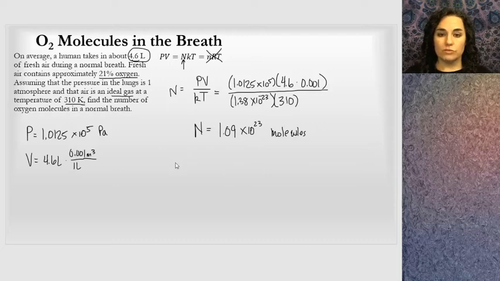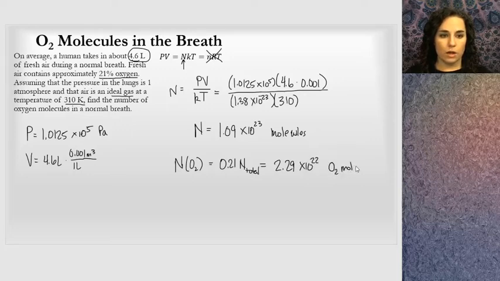What we need to do is figure out how many of those are oxygen molecules. Well, I know that it's 21% of the total number of molecules. So when I take 21% of 1.09 times 10 to the 23rd, I get 2.29 times 10 to the 22nd O2 molecules, which is a lot.